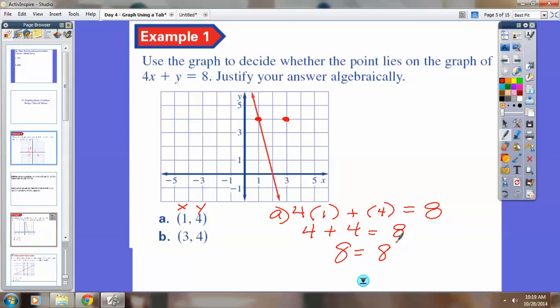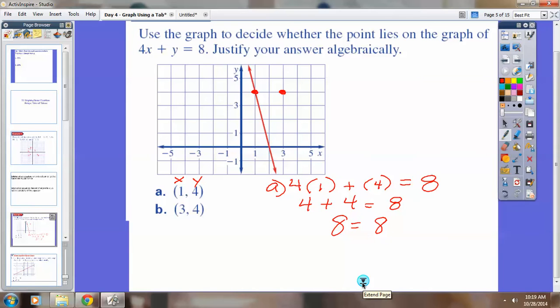Right. I'm just replacing x. So that tells me that part A is definitely a solution. I can see that from the graph, and now I can see from the algebra that it really is a solution. For part B, let's try 3, 4. So remember, 3 is your x value, 4 is your y value. Let's put it into our equation.